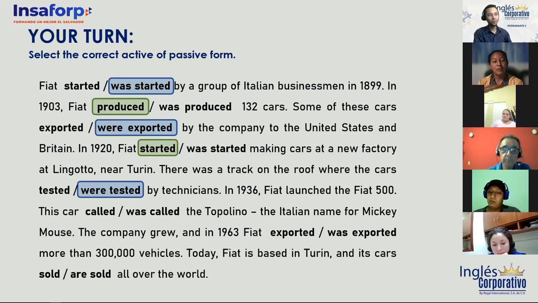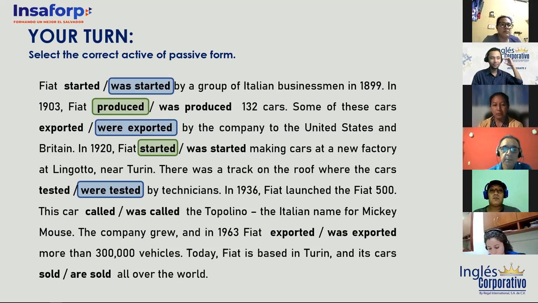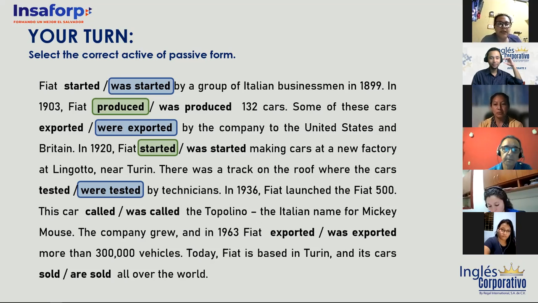What about the next one? Volunteer, please raise your hand. Who wants to go? Imelda. In 1936, Fiat launched the Fiat 500. This car was called the Topolino. The Italian name for Mickey Mouse. In Italian, Topolino. Very good, Imelda.